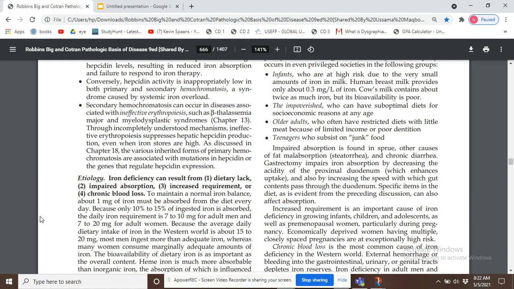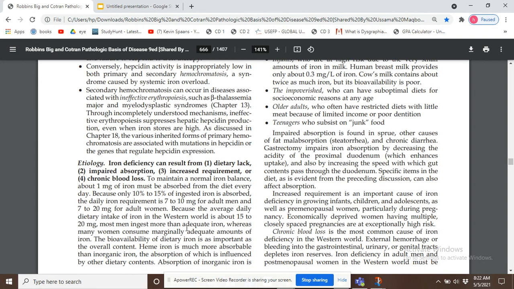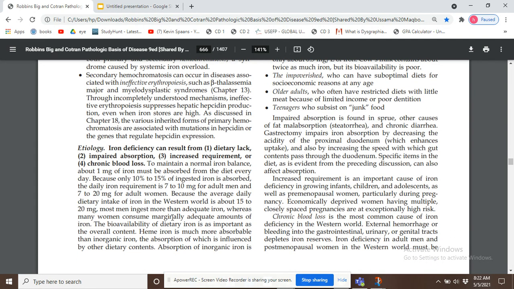To maintain a normal iron balance, about 1 milligram of iron must be absorbed from the diet every day. Because only 10 to 15% of ingested iron is absorbed, the daily iron requirement is 7 to 10 milligram for adult men and 7 to 20 milligram for adult women. Because the average daily dietary intake of iron in the Western world is about 15 to 20 milligram, most men ingest more than adequate iron, whereas many women consume marginally adequate amounts of iron.